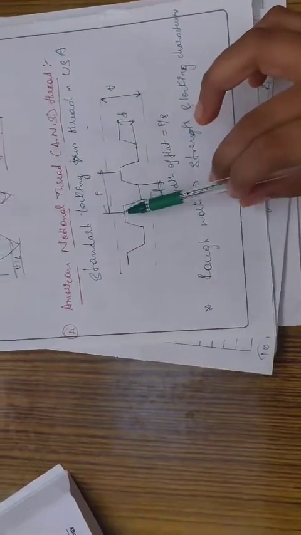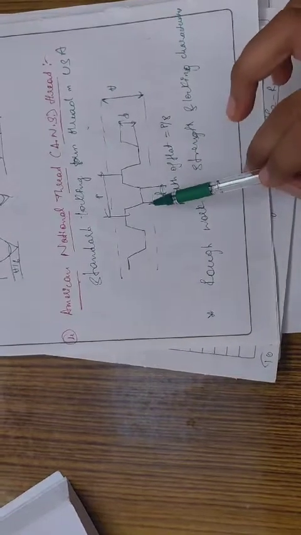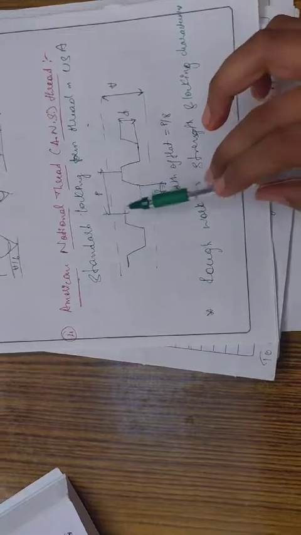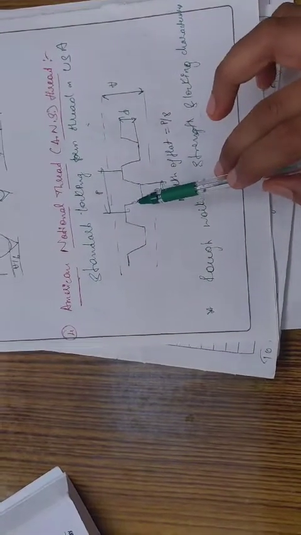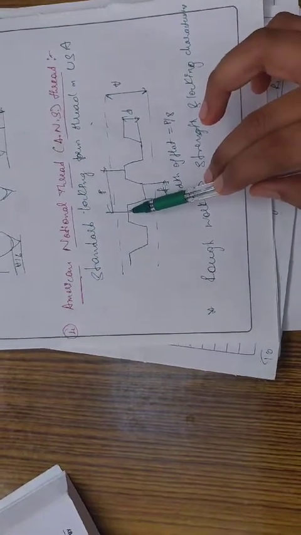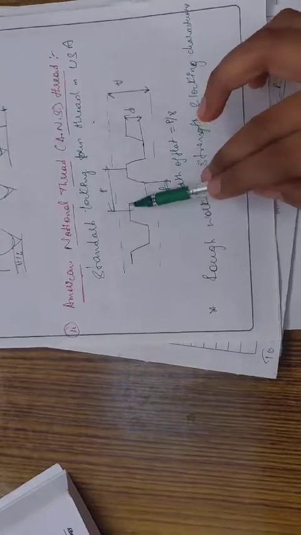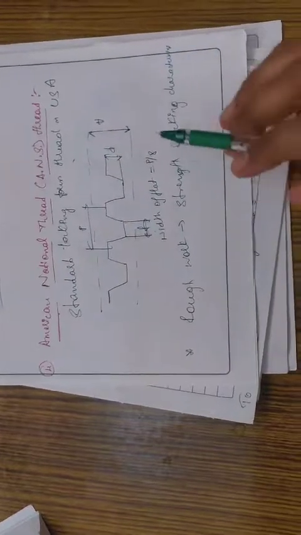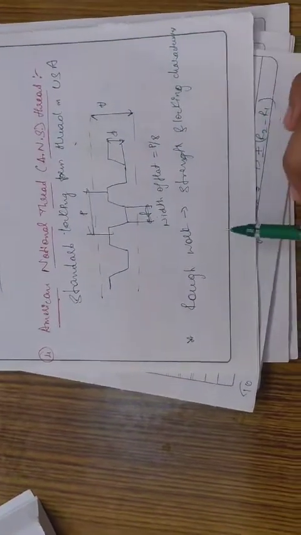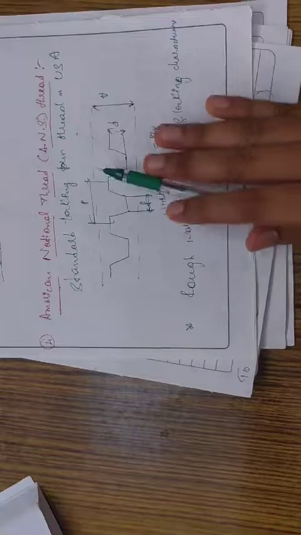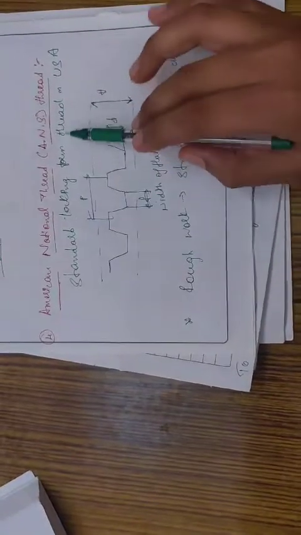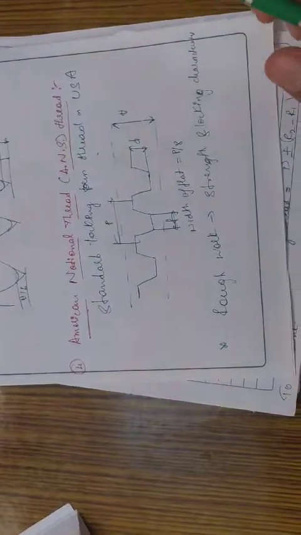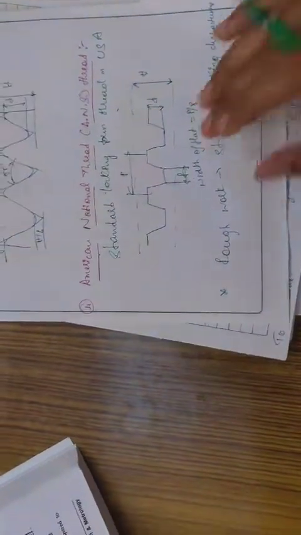The shape is similar to the V thread, but it is flat at the bottom and the top. Where rough work is required, and strength and locking characteristics, we can use the American national thread. It is the standard locking form thread in USA. This is also a viva question, that is American national thread. So this is regarding the V thread.